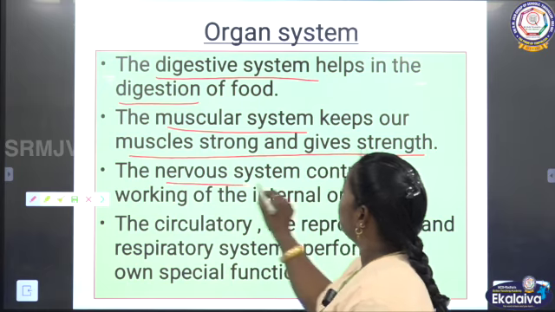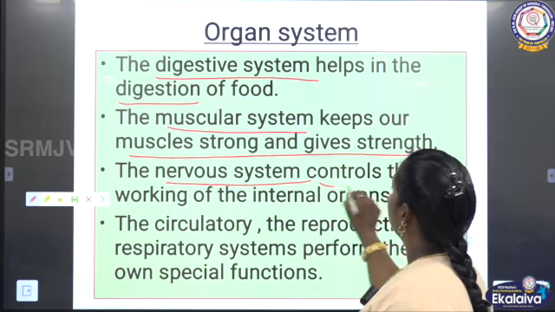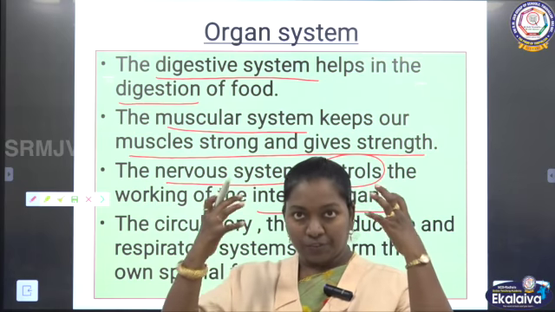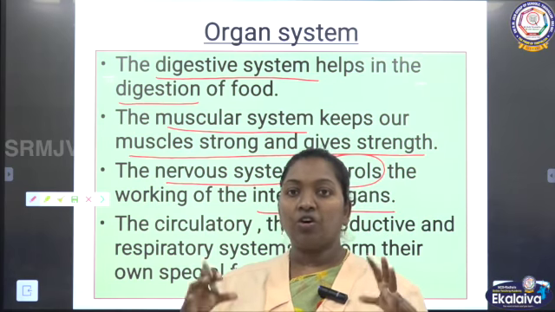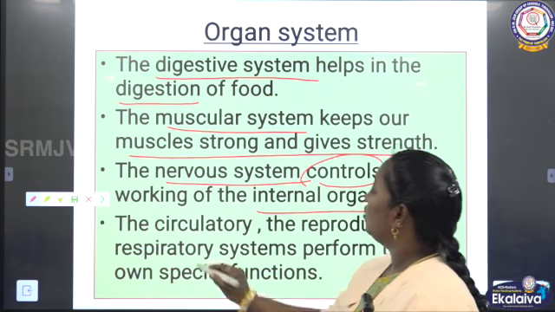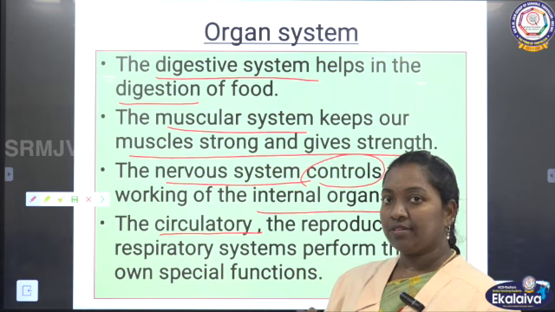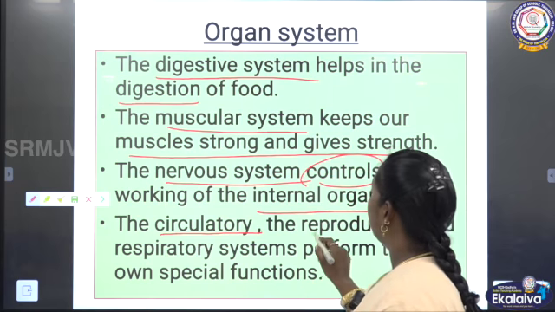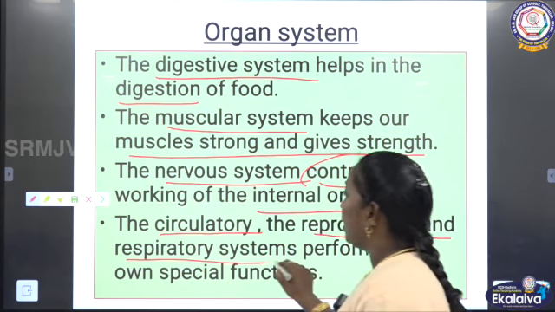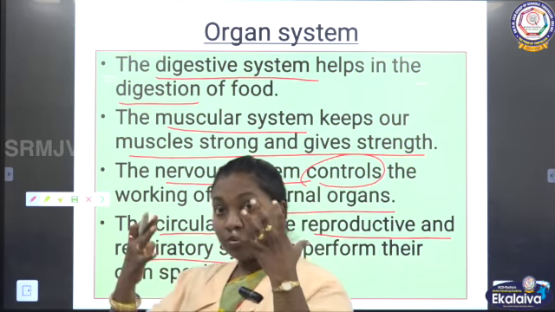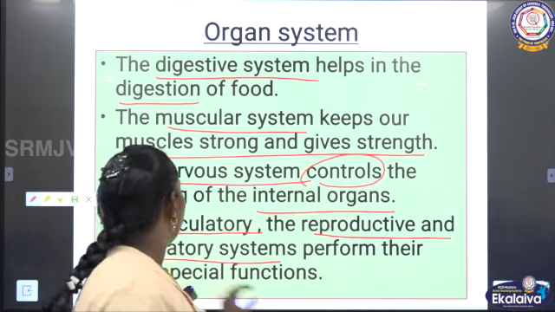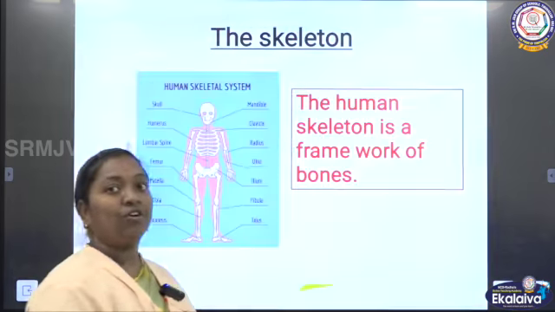Then about the nervous system, the nervous system controls all the internal organs. Whatever organs are present inside our body, all the internal organs are controlled by our nervous system. If you take the circulatory system, it purifies the blood and air. Then the reproductive system gives life on the earth, and the respiratory system is for breathing. All these organs function internally by themselves. That is called organ systems.